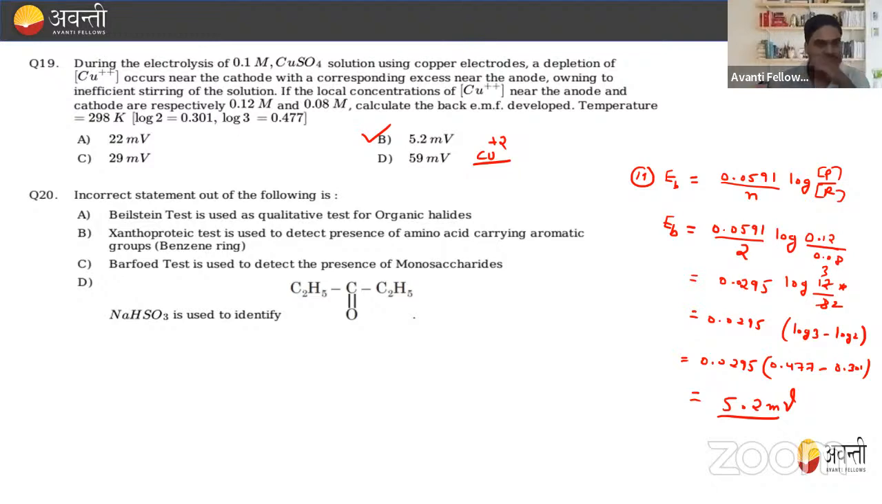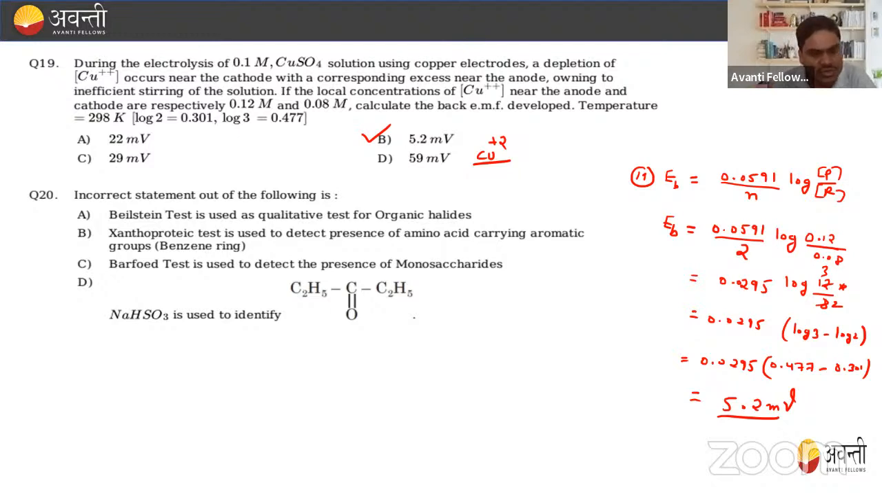In the next question, they are asking for the incorrect statement out of the following. So you have to identify the incorrect statement, right? The first one is: Lassaigne's test is used as a qualitative test for organic halide, right? This one is very much true, because in the qualitative analysis of organic halide, we use this test. Similarly, the xanthoproteic test is used to detect the presence of amino acid carrying an aromatic group, or we say a benzene ring. This is also true. Barfoed test is used to detect the presence of monosaccharide. This is a carbohydrate, right? So this is used in carbohydrates.